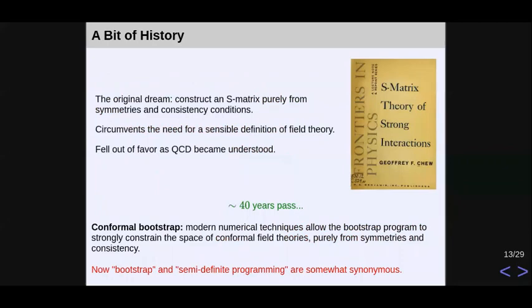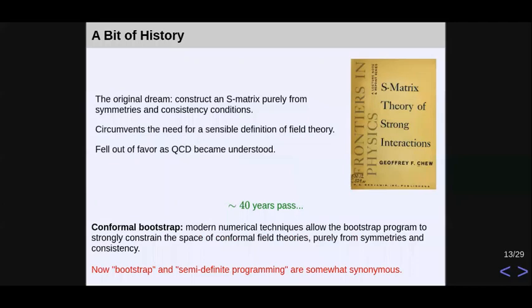Okay, so the history here is that once upon a time, several decades ago, there was this dream of constructing an S matrix purely by saying, well, here are the symmetries and here are the consistency conditions that an S matrix must obey in order to define a good QFT. And at one point it was hoped, maybe there's going to be one QFT. Maybe if I demand full consistency of my S matrix, there won't be a lot of freedom and we'll know what quantum field theory we're in. That never happened, of course. And in fact, the whole method pretty much died down as modern quantum field theory developed and QCD became understood.